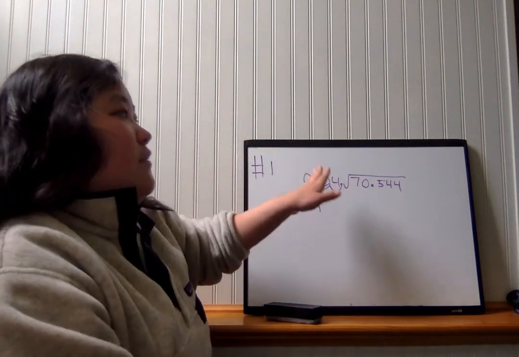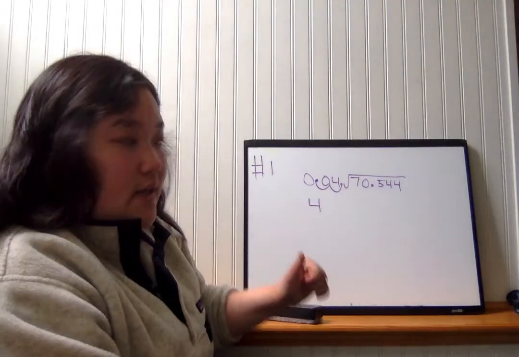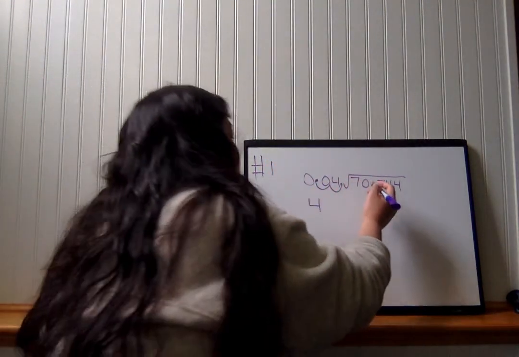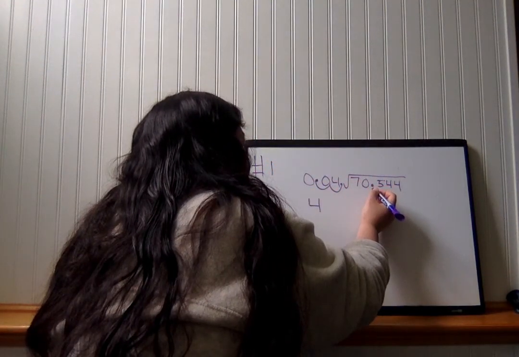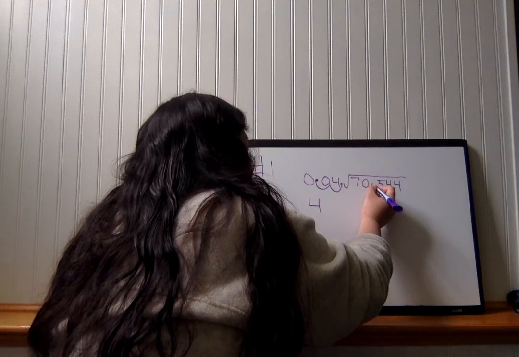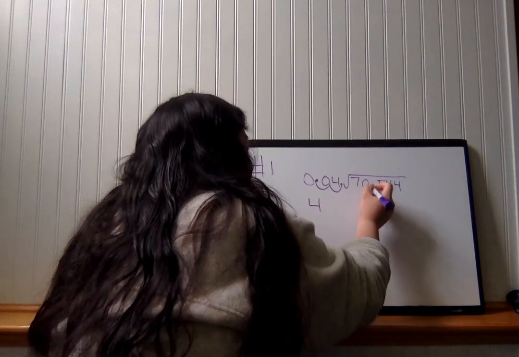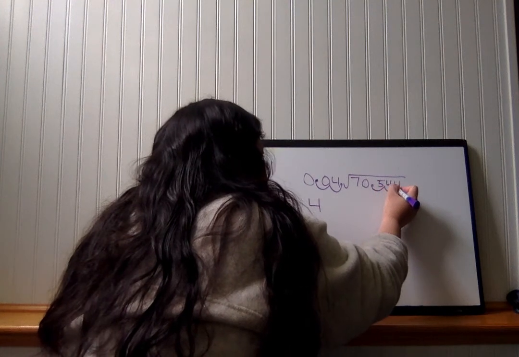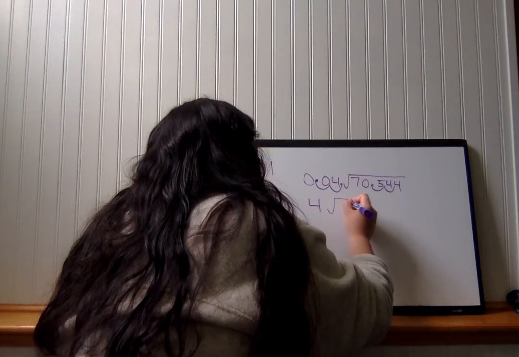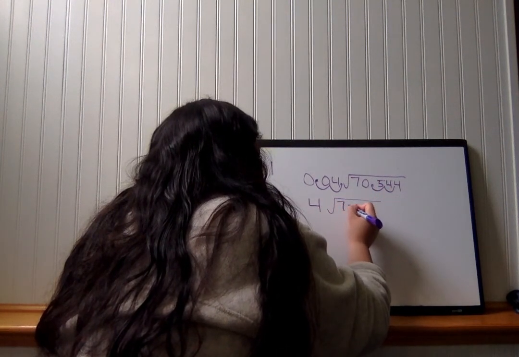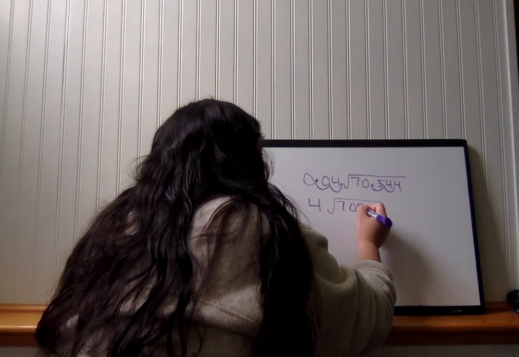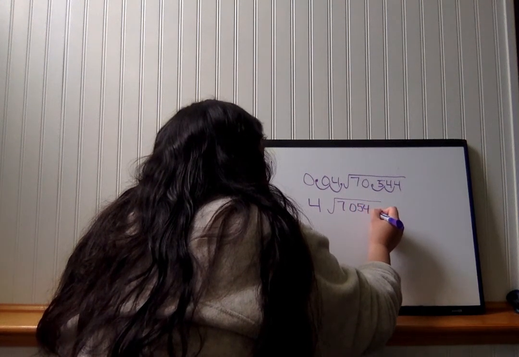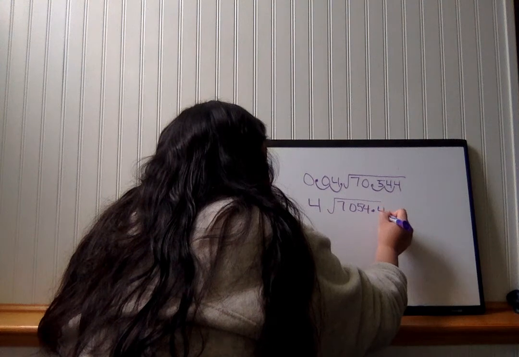Now whatever I do to my divisor, I must do to my dividend. So I'm going to take the decimal in 70.544, and I'm going to move it 2 places to the right because that's what I did with my divisor. 1, 2. So my new dividend is going to be 7,054.4.